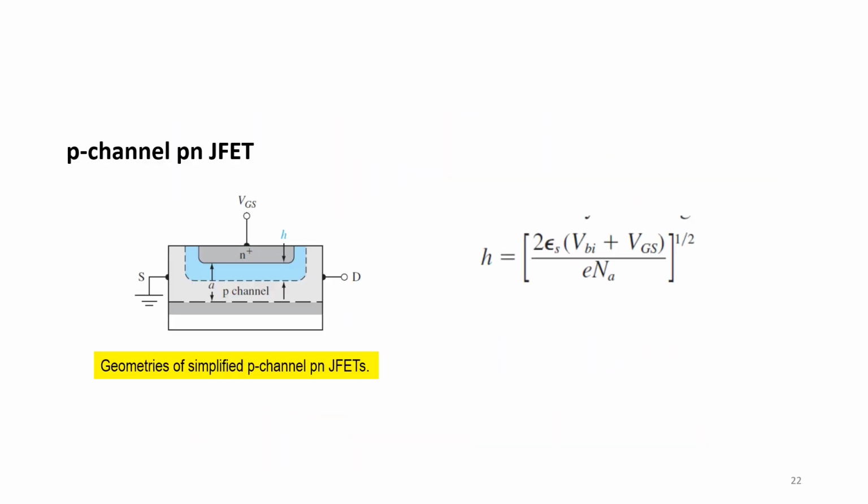If you need to solve a problem based on a P channel PN JFET, the formula becomes H equal to 2 times epsilon times the bracket VBI plus VGS, divided by the electron charge times NA, in bracket to the power of half. The difference here is the sign of VBI plus VGS, and also NA. For the N channel PN JFET it was VBI minus VGS and ND. So beware of the equation you are going to use.